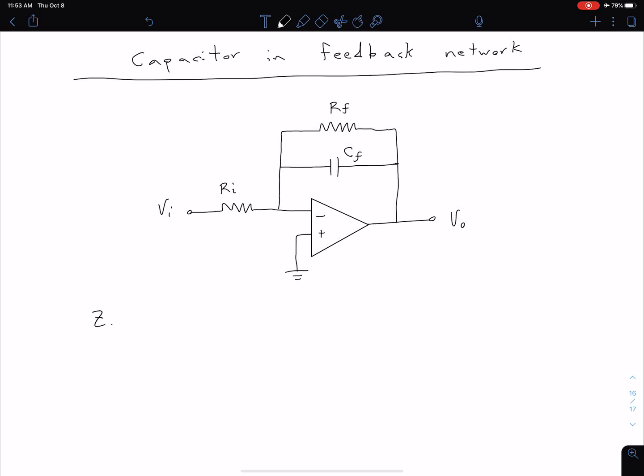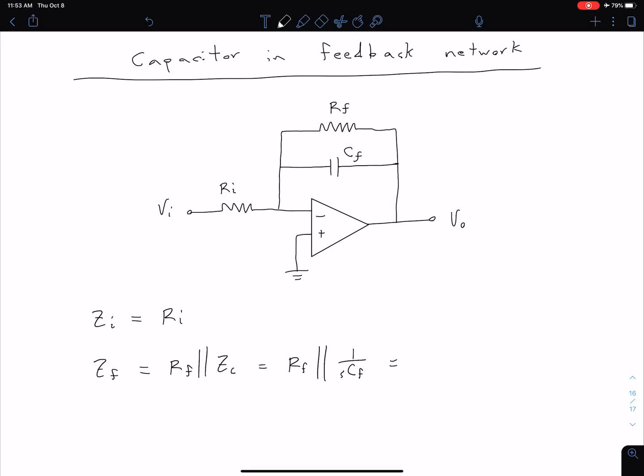So to relate it to that previous circuit, we can say Zi is just Ri, and our Zf, as we had in the previous system, is going to be the parallel combination of Rf and the impedance of C sub f. Let me write it out explicitly. So Zf is going to be R sub f in parallel with 1 over S times C sub f.